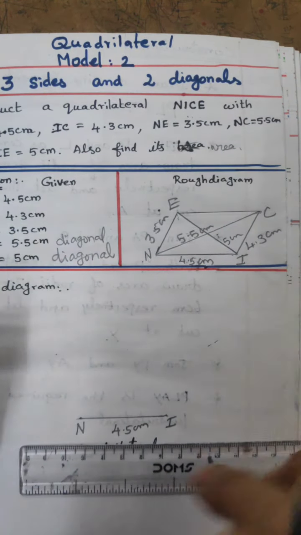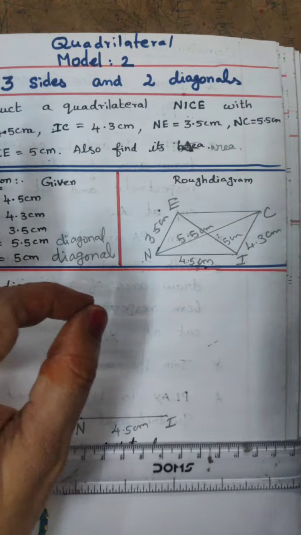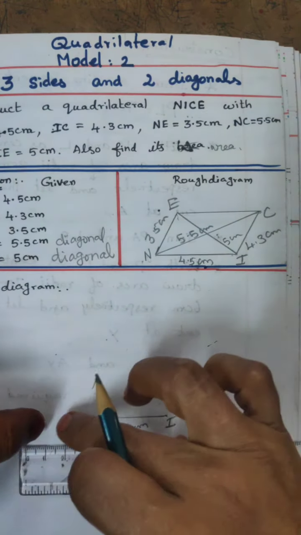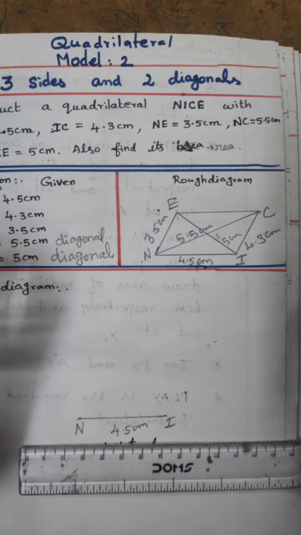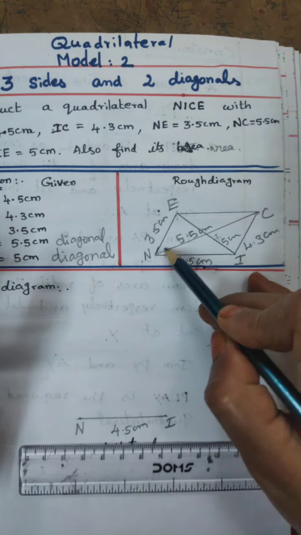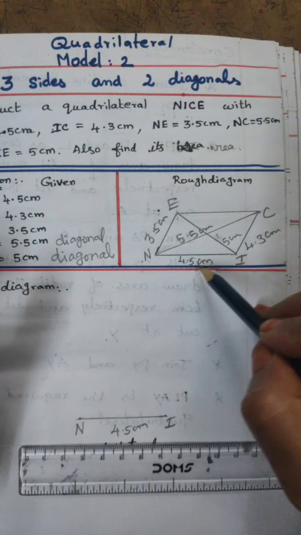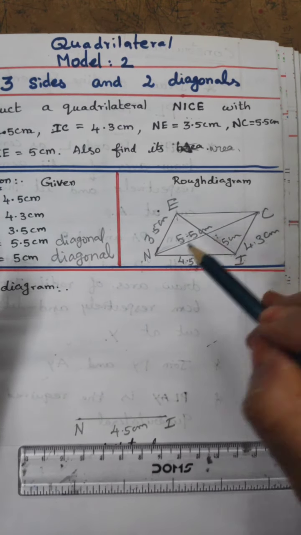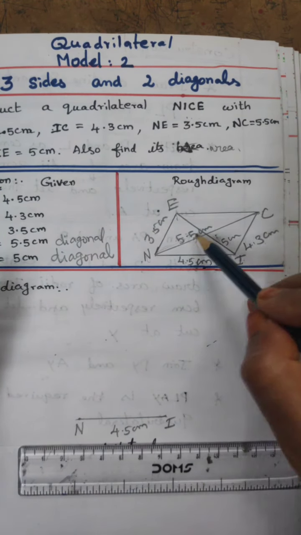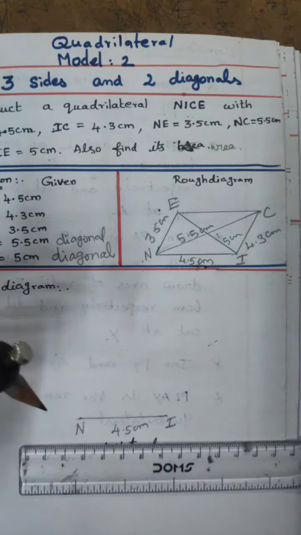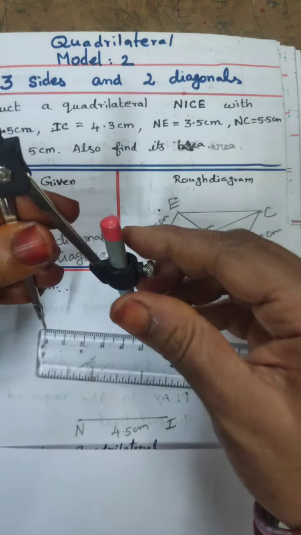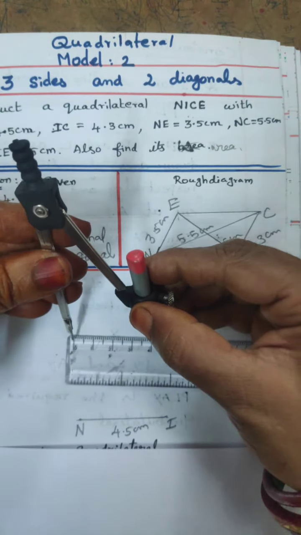Remaining all the work you do with the compass. You must use the compass and do the work. After the straight line, the remaining all you must do with the compass. First select this one triangle and do the sum. First this triangle: IC equal to 4.3 centimeter, NC equal to 5.5 centimeter. Measure how many centimeters? First you measure 4.3. See very carefully.